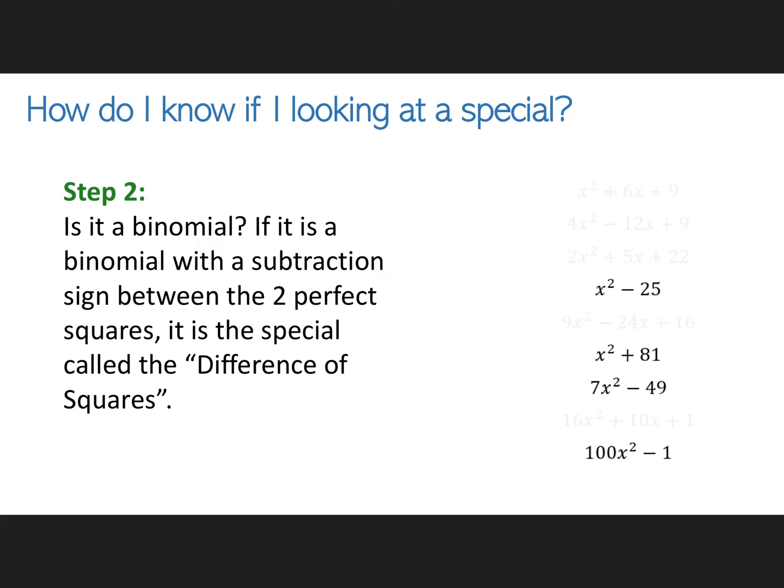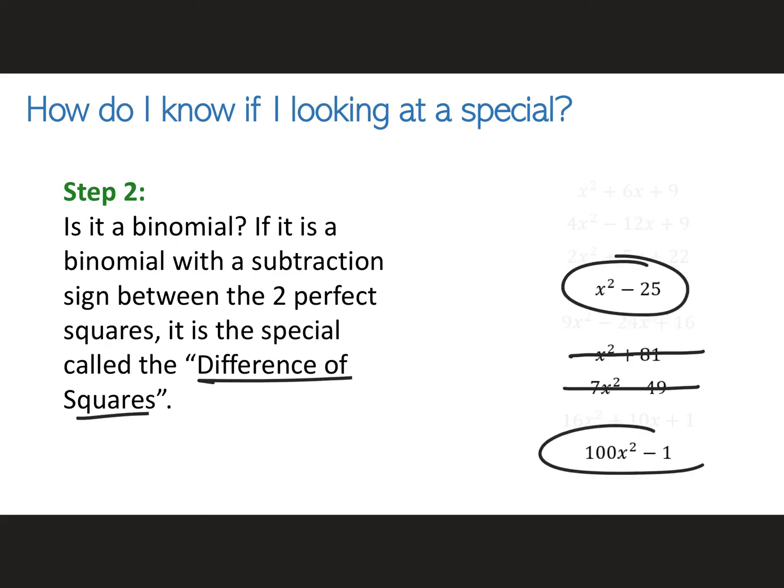The two different specials have different amounts of terms in their polynomial. So I'm going to start with the first one that has only 2 terms, a binomial. So the question is, is it a binomial? Yep, all those are. Is it a binomial with a subtraction sign? Whoops, there's one that doesn't, so I'm going to cross that one out, the one with the 7 and 49, they're not both perfect squares. All right, so I've got the rest of them. If it is a binomial with a subtraction sign between the two perfect squares, it is the special called the difference of squares. So if you are taking notes, you need to write down difference of squares and write these two examples down.